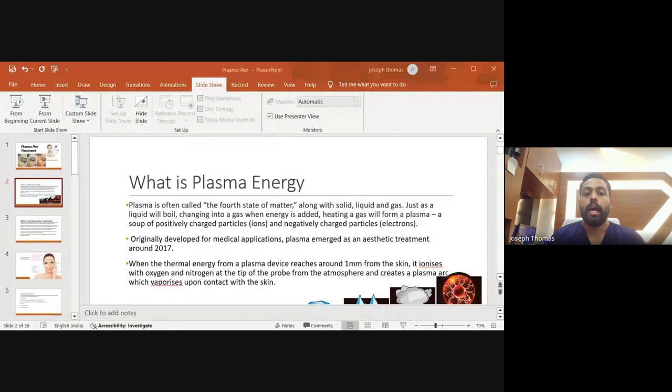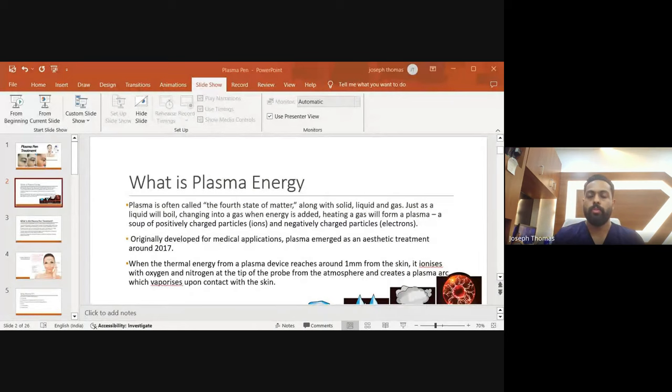Okay, hope you got that. I'll be showing some demo videos and all, don't worry about that. But this is a brief history and the theory. What happens is it ionizes oxygen and nitrogen at the tip of the probe, and it creates a plasma arc, which vaporizes upon contacting the skin. That is the plasma energy which we use in plasma pen treatment.